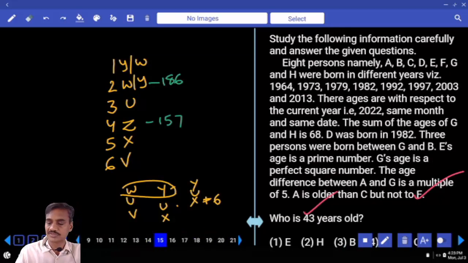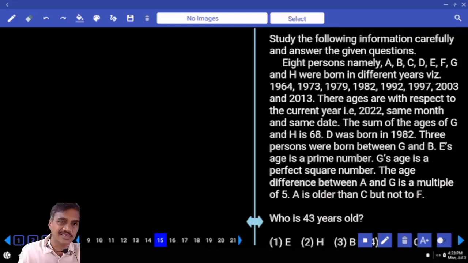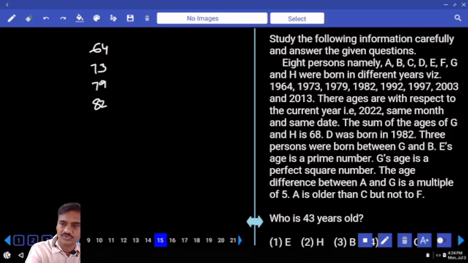The next one, 15 onwards. Now 15 to 18 are based on years. 8 persons were born in different years. Whenever years are given, you need to write them in ascending order. What are the years we have? 1964, 73, 79, 82, 92, 97, 2003 and 2013. And all together how many years do we have? 8 years.